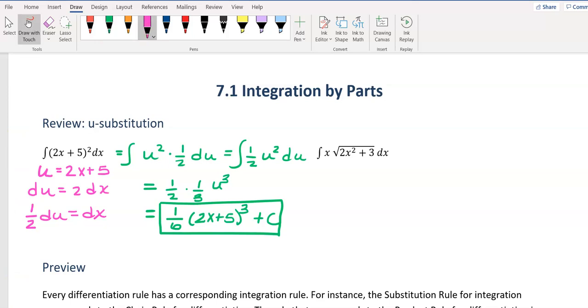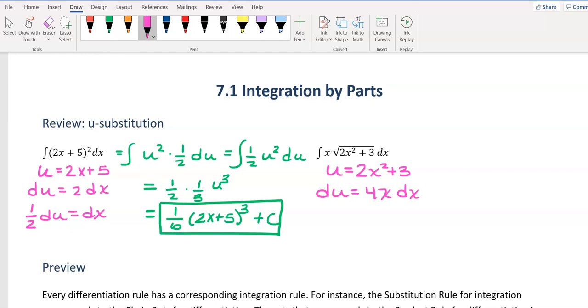So looking at this, we have the integral of x times the radical of 2x squared plus 3, and we need to do u substitution for this. So we're going to set the inside function equal to our u, so that'd be 2x squared plus 3 is going to be our u. And then we need to find the derivative of that, so that's going to be 4x, and then our dx on the end.